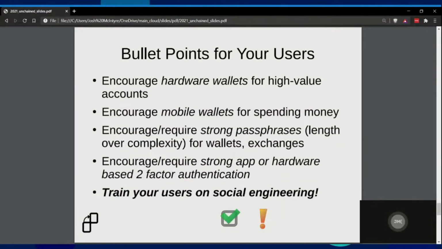So let's end with the good stuff. Bullet points that you can give to your users. Encourage hardware wallets for high-value accounts. I think this has kind of become the gold standard in the industry. Make sure that if you are storing your life savings, you're using a dedicated offline hardware device.